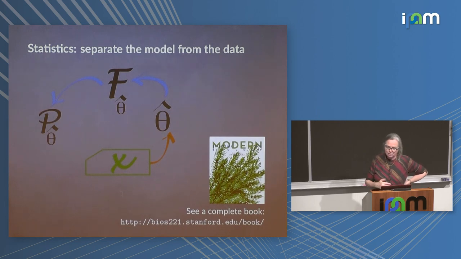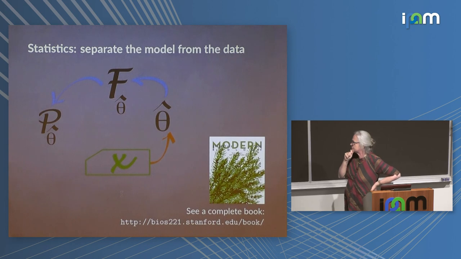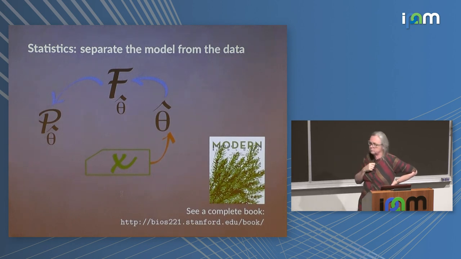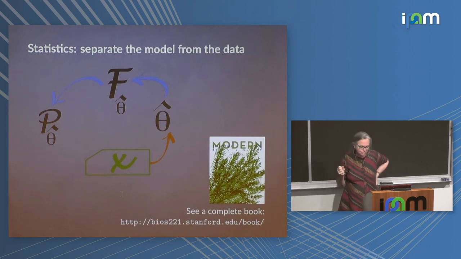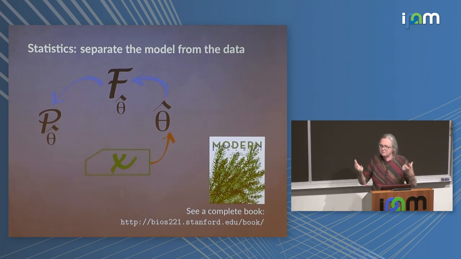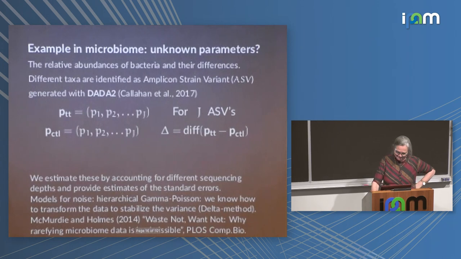It's a long paradigm to explain, and I've written a book called Modern Statistics for Modern Biology with Wolfgang Huber, and it's free online, and it's 400 pages, so there's a lot of detail that I'm going to leave out.